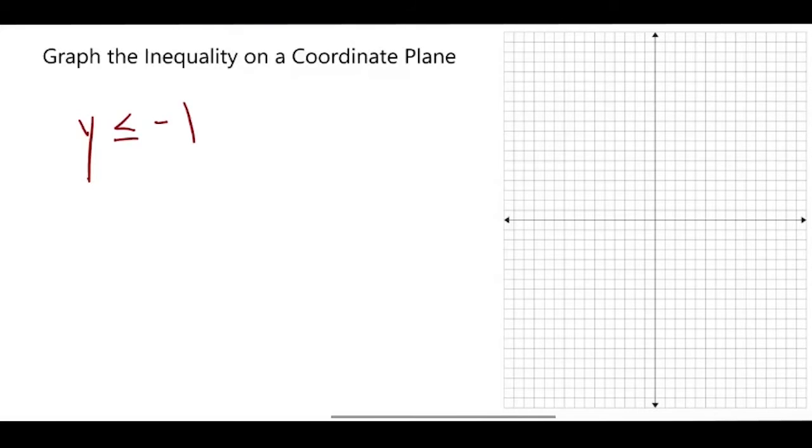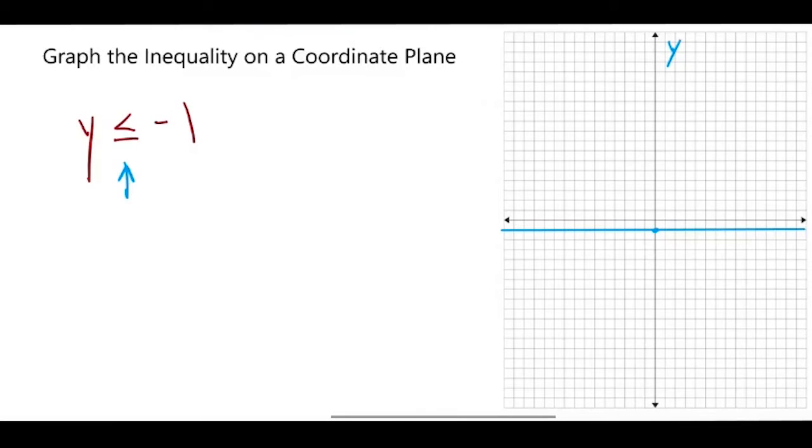So now I'm going to show you how to graph y is less than or equal to -1. So you'll notice here my less than symbol is underlined, so it's going to be a solid line. So I'm going to draw a solid line at y is equal to -1. So my y-axis is my vertical axis, so I will go to -1 on my y-axis, and I'll make a point there. And then I'm going to get my straight edge because it's a solid line, and I'm going to draw a solid horizontal line at y is -1.